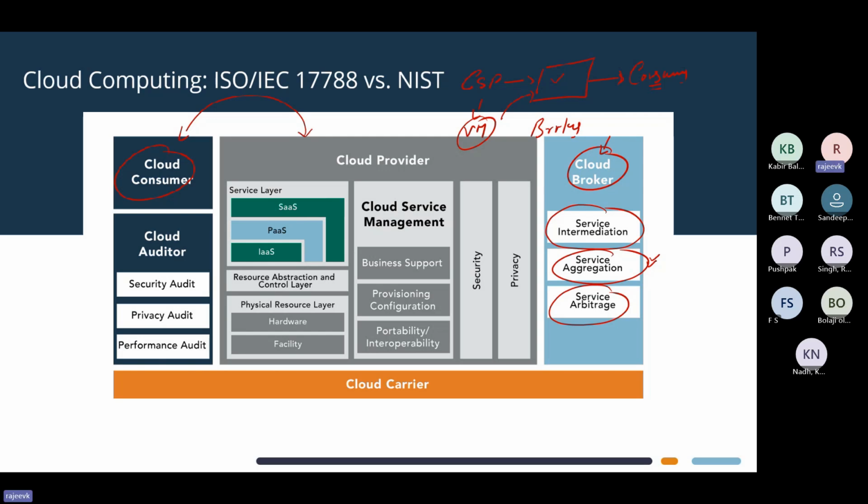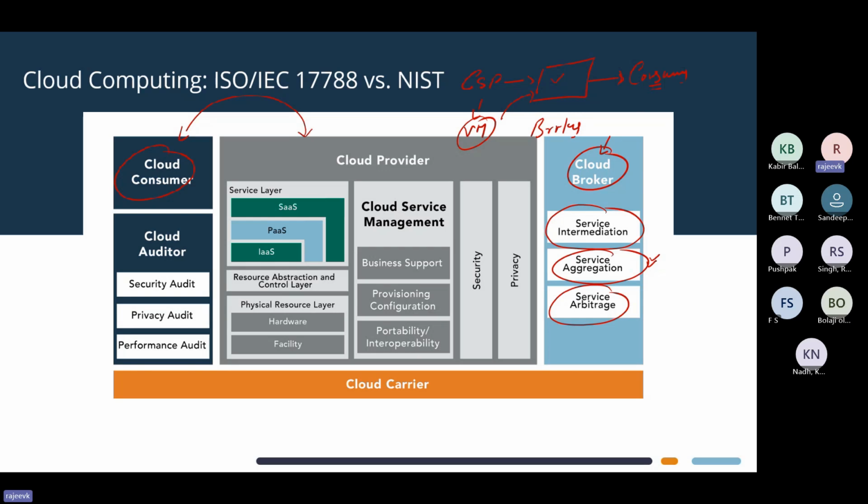So broker is basically the entity which will simply help connect provider and consumer, and they can deliver services to the consumer in three different ways: intermediation, aggregation, and arbitrage. And definitely brokers are also helping providers to get more and more business. So this is another entity we have.